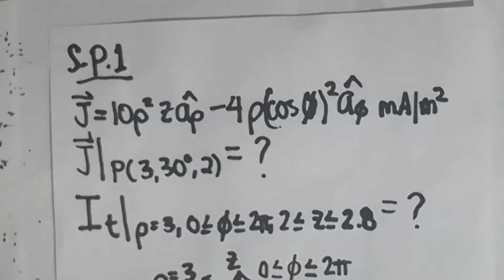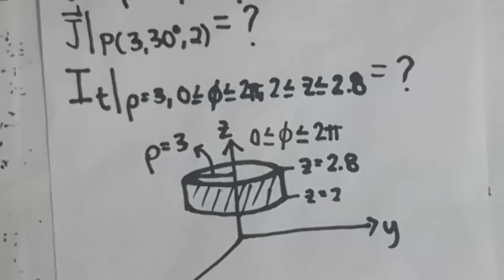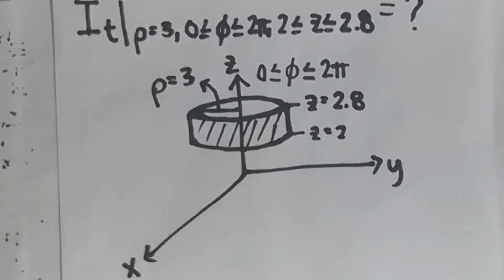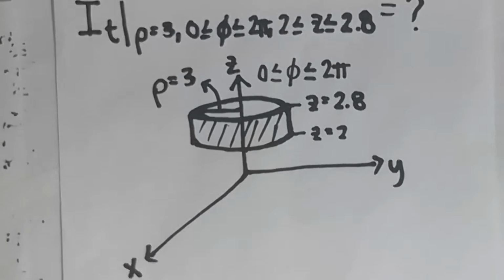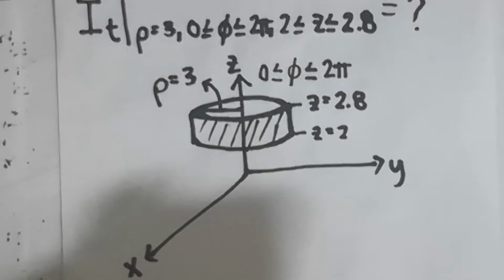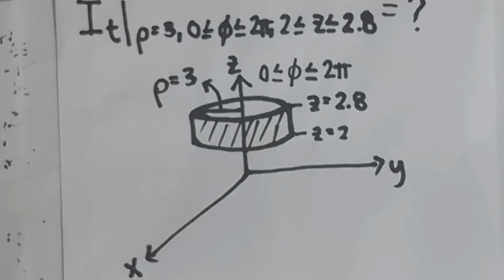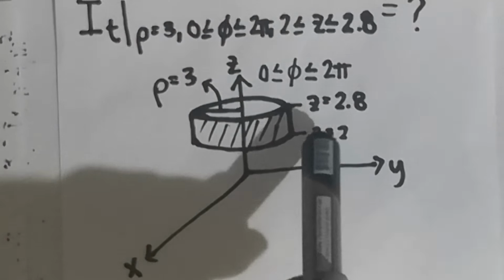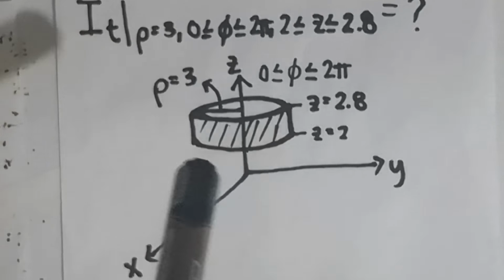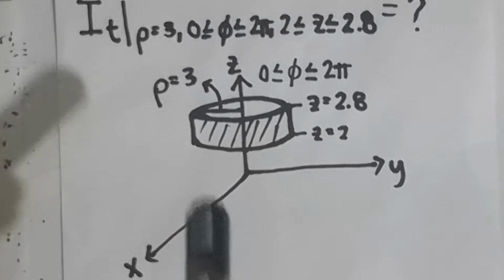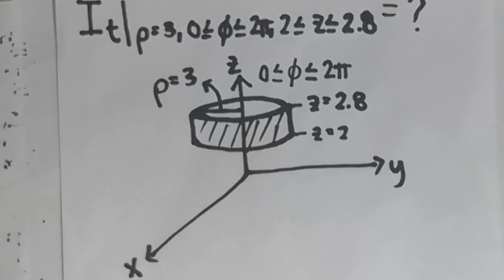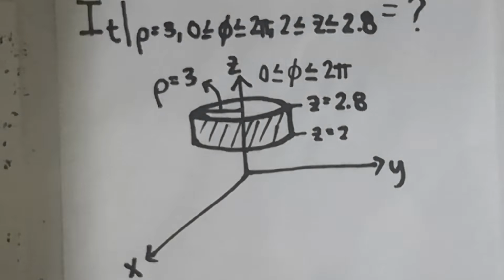So for the circular band, this is the illustration. We get the total current passing through this surface area, which is the lateral area of the cylinder, from z equal to 2 to 2.8, having a fixed radius of 3, and phi from 0 to 2 pi.